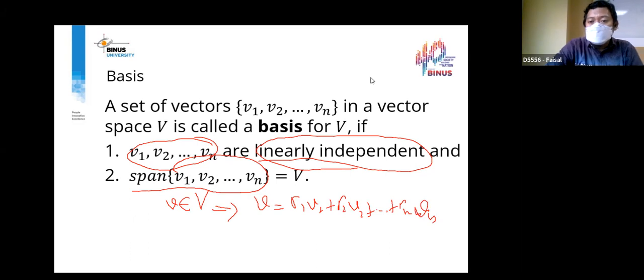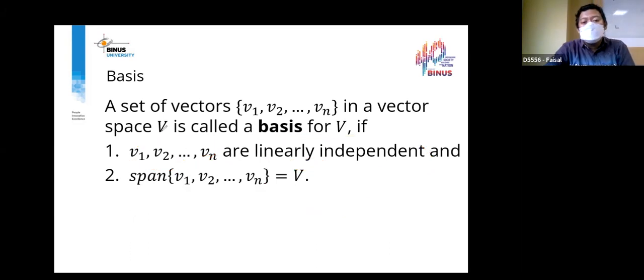Okay, so this is the definition of basis. A basis must satisfy both conditions. We must check both of these two conditions. If only one condition is true, then this collection is not a basis.